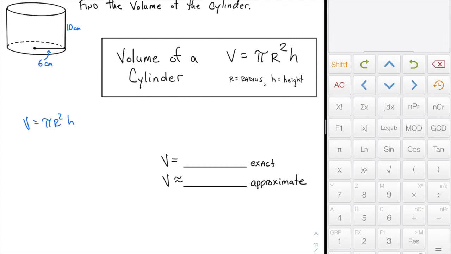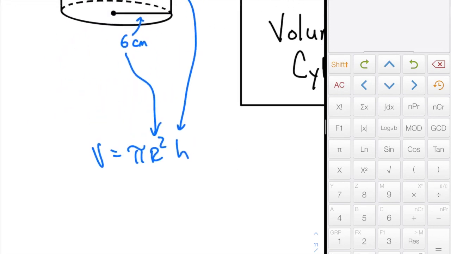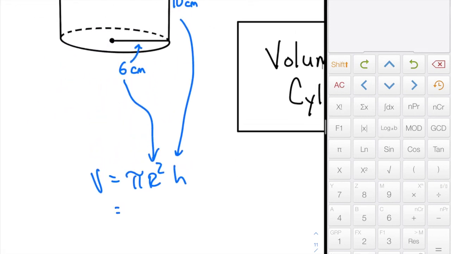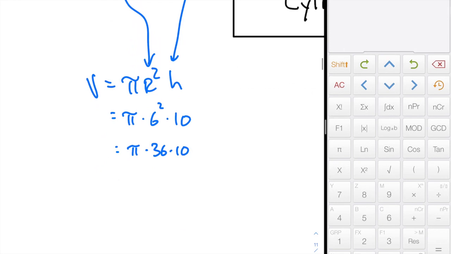The radius is 6. The height is 10. So I'm going to substitute those numbers in. So I have pi times 6 squared times 10. Now I'm going to evaluate the 6 squared part and get 36. Pi times 36 times 10, and 36 times 10 is 360. We like to write the number before the pi symbol, so I'm done at 360 pi.